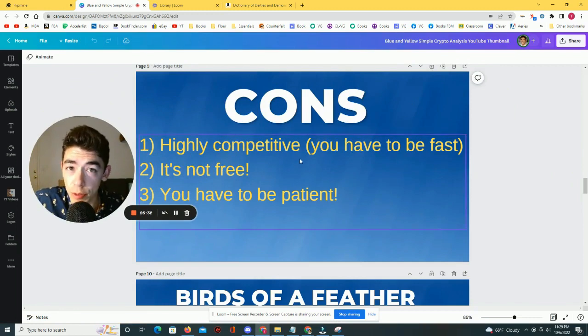Also, a con is it's not free, but also it is a pro in a sense because people are cheap. They don't want to spend $39 a month, and that's good because then you're reducing your competition, because not everyone wants to pay $39 a month to use this.